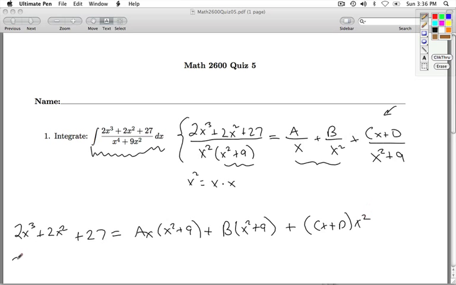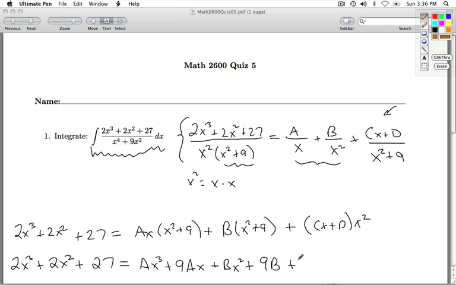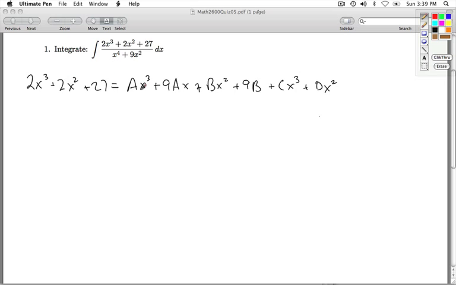And so if I multiply this out, I'm going to get 2x cubed plus 2x squared plus 27 equals Ax cubed plus 9Ax plus Bx squared plus 9B plus Cx cubed plus Dx squared. Okay, so I've rewritten this equation. Now we can match up the like powers of x. So we have x cubed, x squared, x, and then the constant. And we have the left-hand side and the right-hand side.